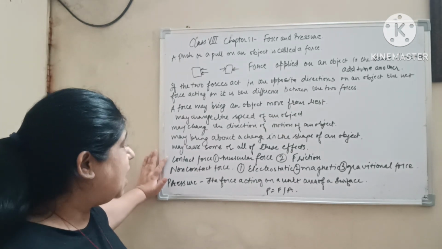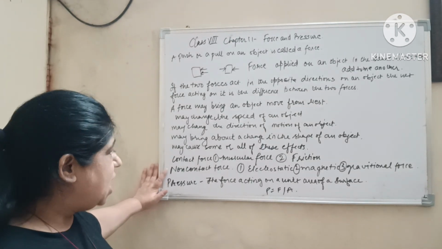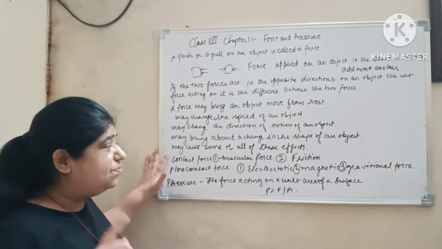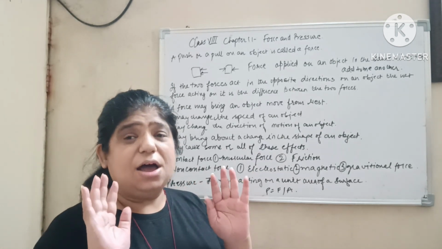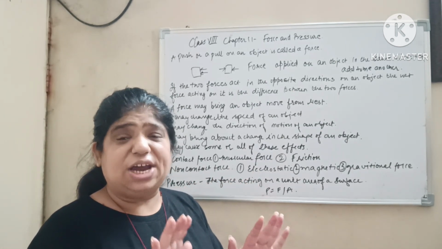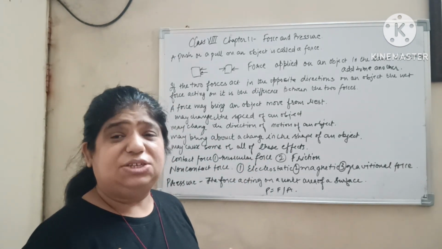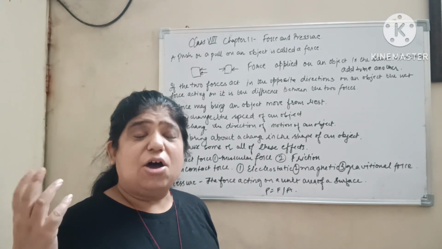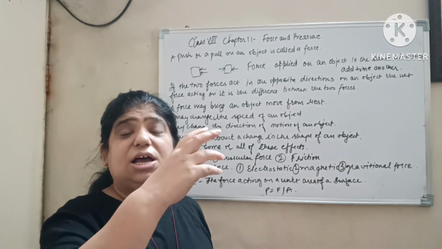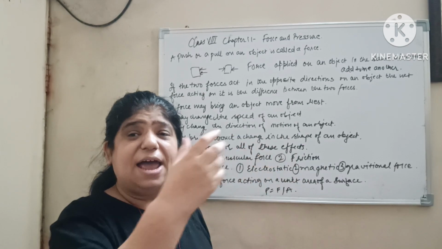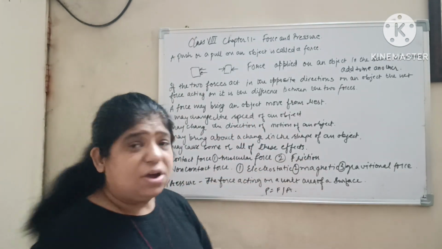Now what are the types of force? There are two types of force, contact force and non-contact force. In contact force, first is the muscular force. You apply a force to an object, then your muscles are applying it, so this is a muscular force. Animals also apply muscular force. The horse's muscles pulling a cart is a muscular force.